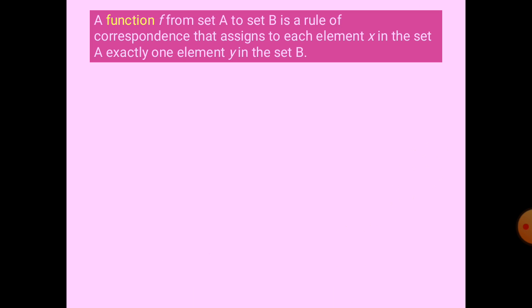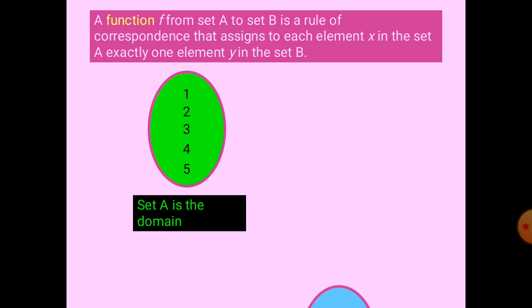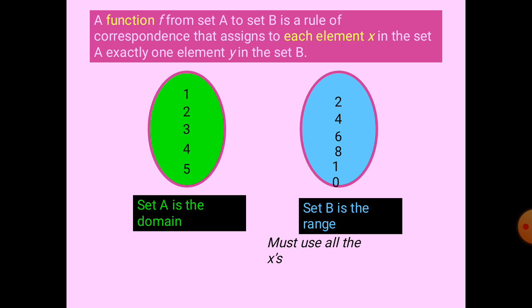A function f from a set A to a set B is a rule of correspondence that assigns to each element x in set A exactly one element y in set B. So we call it a function if each element x in set A has exactly one element y in set B. Here is an example to help you understand.